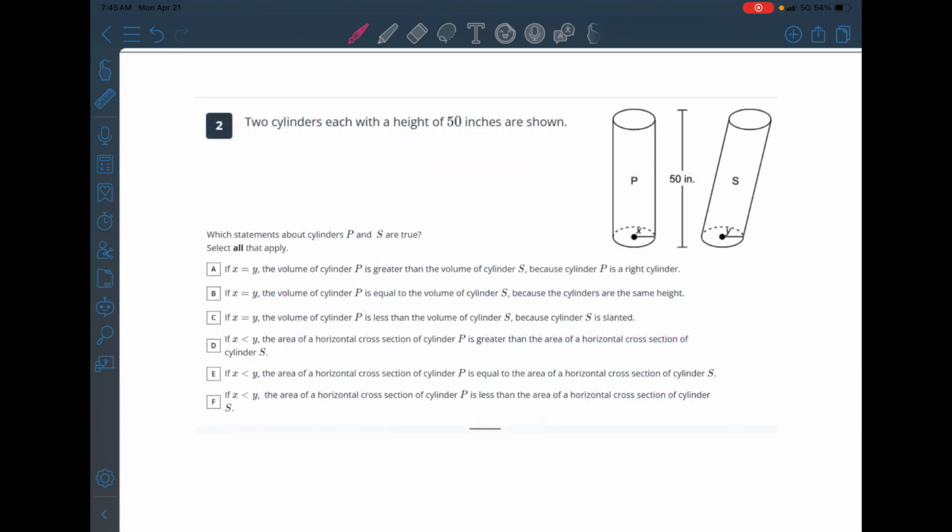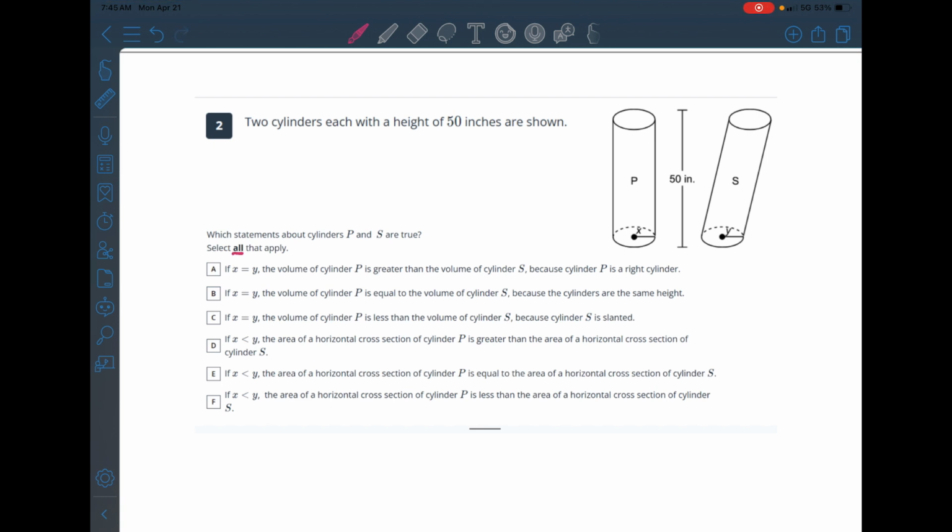2 cylinders, each with a height of 50 inches, are shown. So if I'm looking at these cylinders, I don't know what their radius is. I know the height is 50 in each of them, and we're talking about this height in S. Since this is an oblique one, we're not talking about this part. All right, which statements about cylinders P and S are true? Select all that apply, meaning probably more than one.